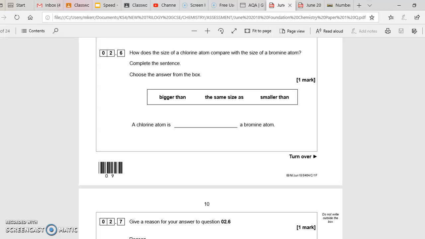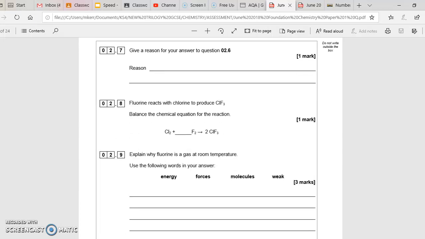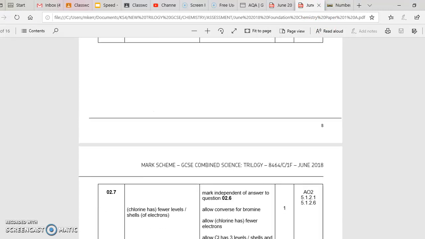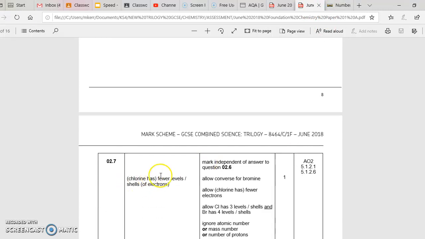Okay, may have given this one away as well. If you look at chlorine, it's got 17 electrons. Can't remember bromine off the top of my head. 80, 40, don't know. But because it has less shells, chlorine atom is smaller than a bromine atom. Bromine has an extra whole shell. It goes a bit weird after calcium, but don't worry about that. Question 2.7. Give a reason for your answer. So let's look at our mark scheme for 2.7 and see what they say. Just because the fact it has fewer energy levels or fewer shells, so it doesn't take up as much space. It's not got such a large radius.